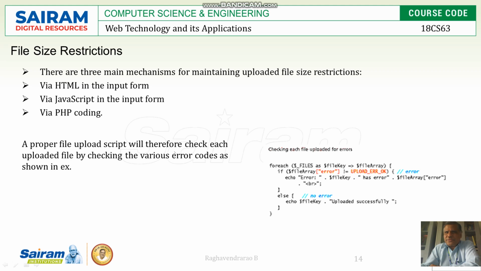The purpose of the file upload script will therefore be to check the uploaded file by checking the various error codes, to see whether it is successful or not. To check that, we're going to use this particular function: foreach $_FILES as $file_key => $file_array, if $file_array has any upload error, an error is encountered, so the data is displayed as an error.